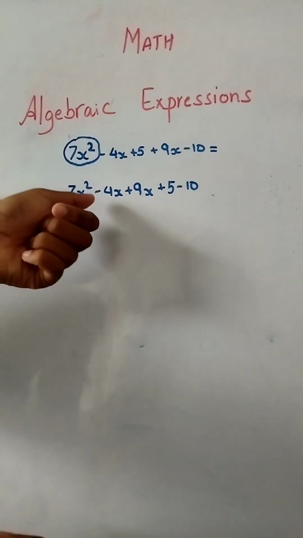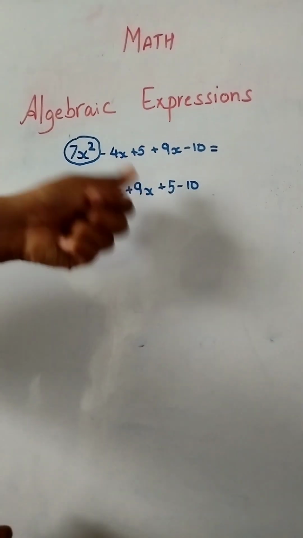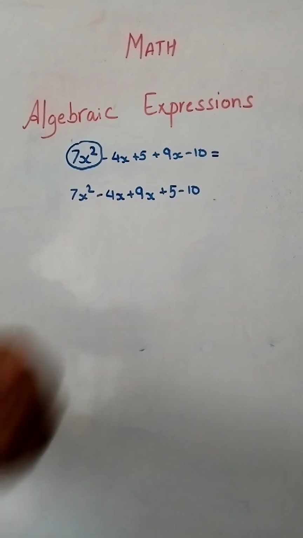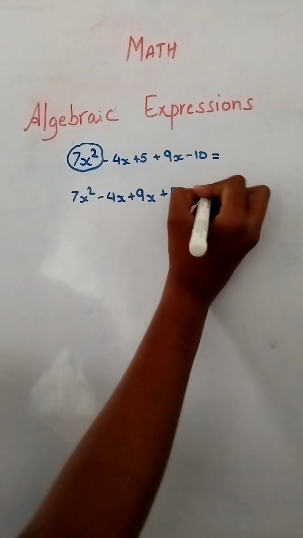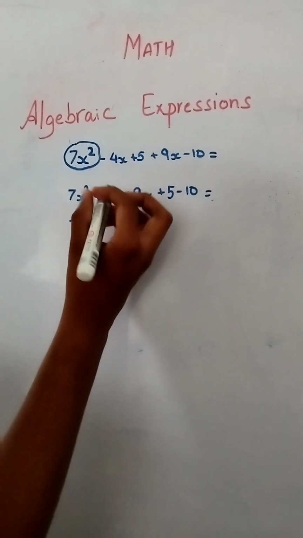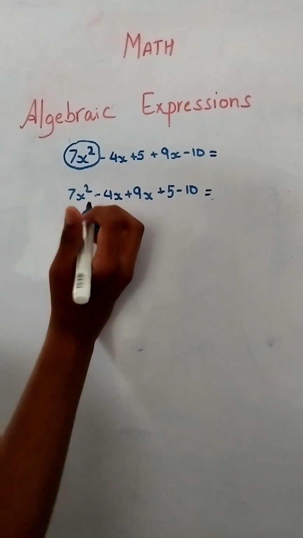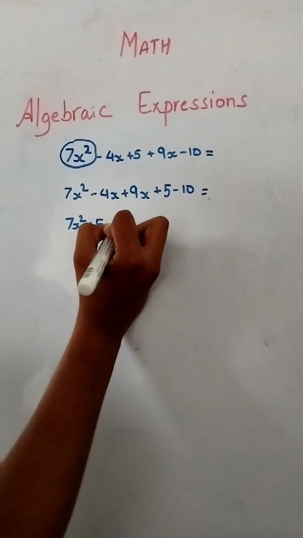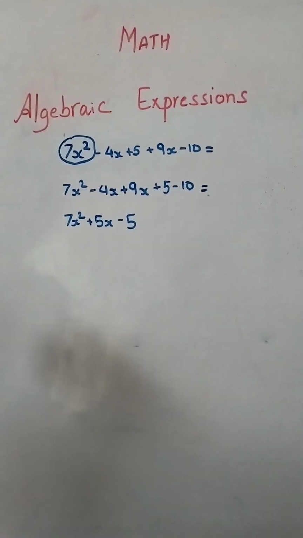Of course, we can bring the 4x this side and 9x this side, causing it to be 9x minus 4x. But in the end, the answer is the same. So this is equal to 7x square. And now let's simplify this, which is 5x, positive 5x. And then we get negative 5. So this is the answer.